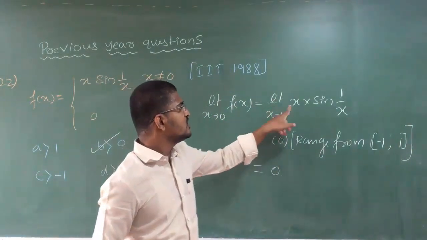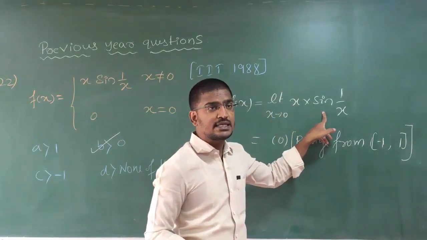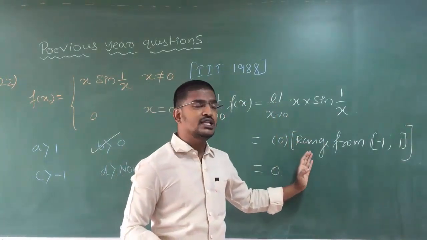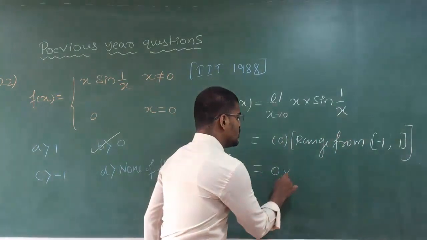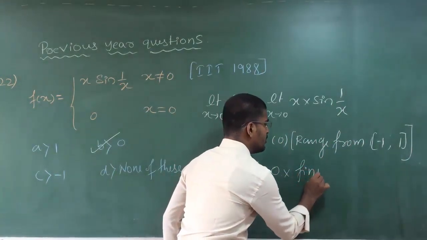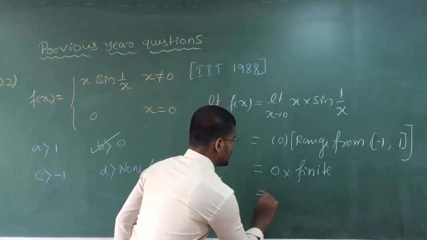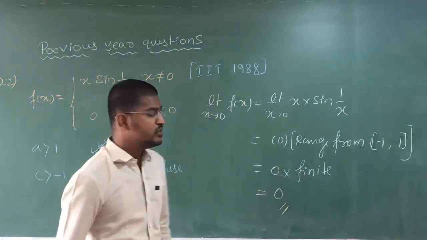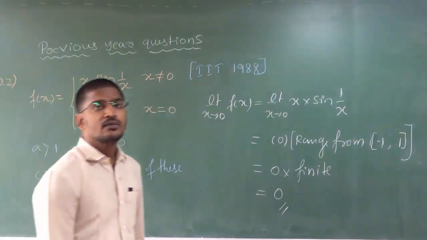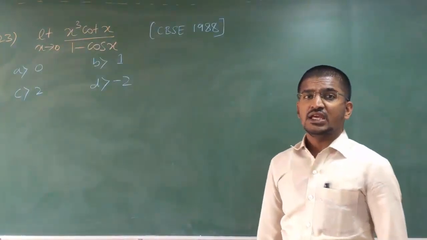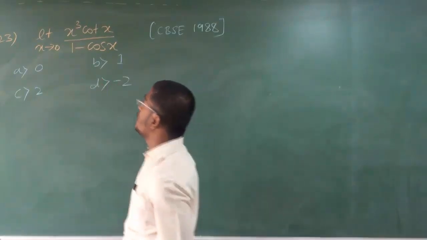Clear? So limit x tending to 0, x into sine of 1 by x. So 0 into range from minus 1 to plus 1, that is going to be what? 0 into any finite number. 0 into any finite number is equal to 0. Therefore, your answer will be 0. Very simple problem.